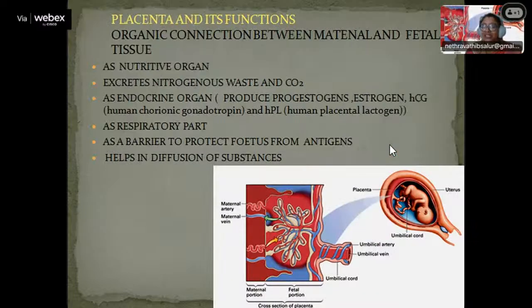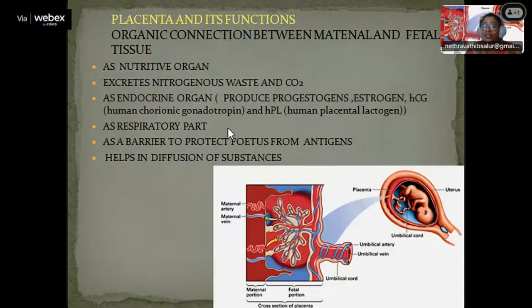Now, let us come to the next important structure which protects the fetus, the placenta. The placenta is the organic connection between the mother and the fetus. It acts as a wall between the mother and the fetus, and whatever the mother gets will be given to the fetus through this placenta. You can see this is the placental tissue, and here you can see the mixing of both maternal blood and fetal blood. Maternal means mother's blood, fetal blood means the child's blood. So both are going to be mixed here.